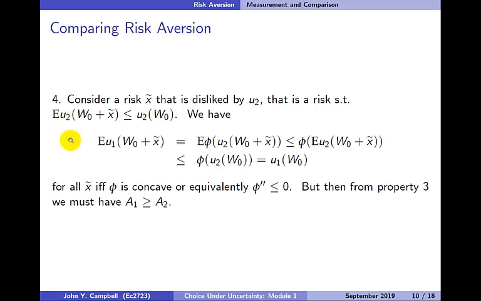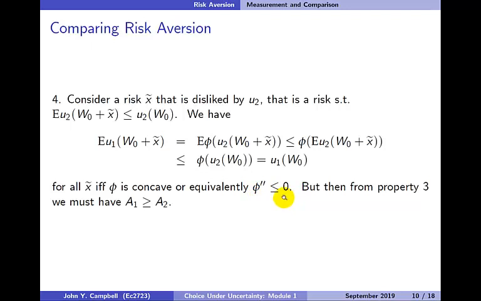Now, what we want is to say that person 1 is also going to dislike the risk. In other words, that expected utility for person 1 of wealth plus the risk is less than or equal to the utility for person 1 of the initial wealth over here on the right. We want that to be true for all x. Now, what's that going to require? Well, it's going to require that phi is concave, or equivalently that the second derivative of phi is non-positive.